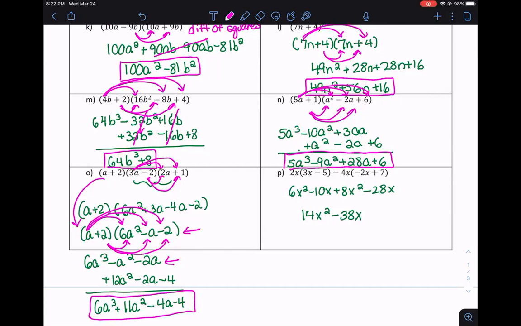The last one, I didn't necessarily do a question like this in class, but I'm sure you should have been able to figure it out. So we would distribute the 2x into the binomial, giving us 6x squared minus 10x, and then negative 4x into the second, giving us positive 8x squared, and minus 28x. Combining the like terms of the 6x squared and the 8x squared, we get 14, and then minus 38. So that concludes homework 3.